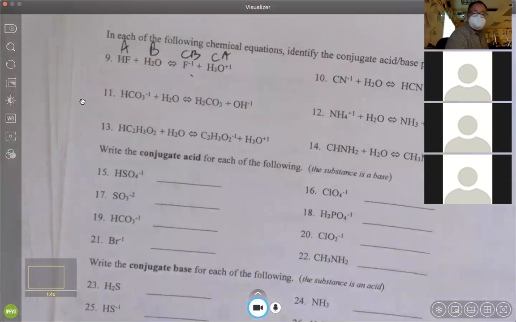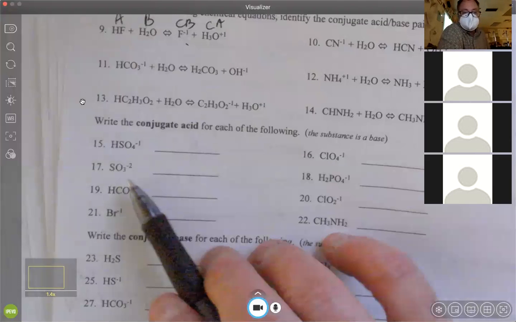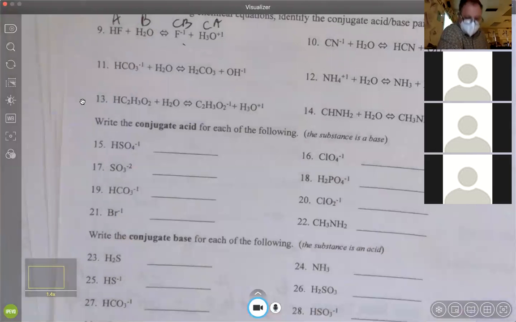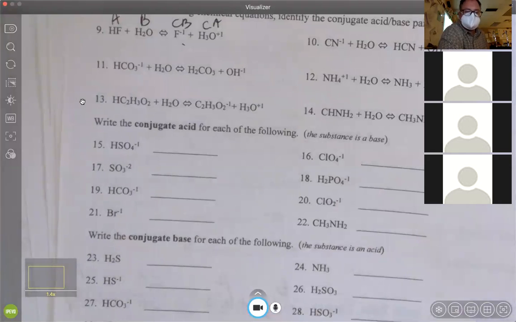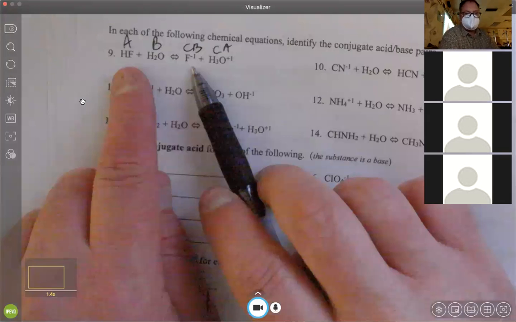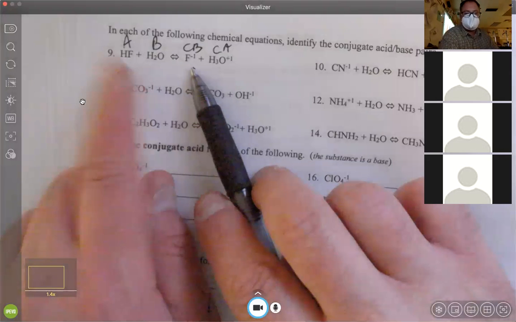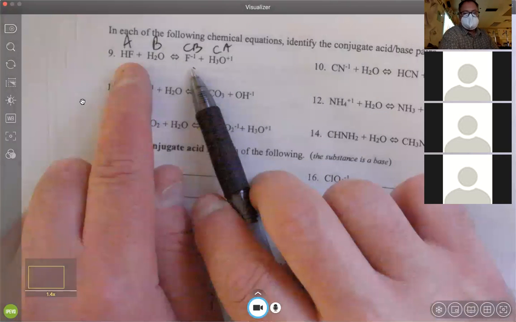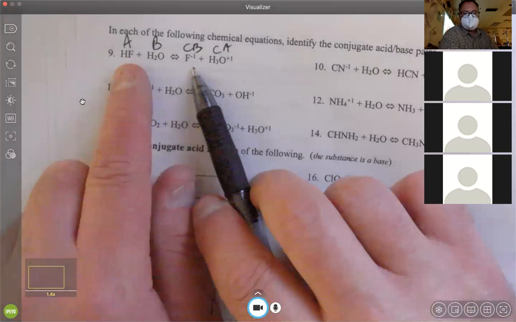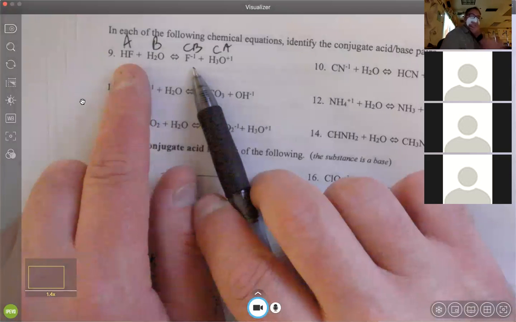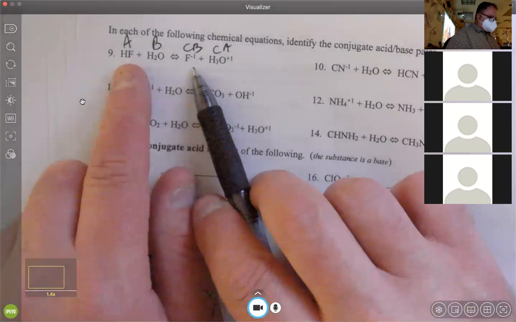Is it always the base and the conjugate acid that pair up, and then acid and conjugate base pair up? Yep. And those basically have the same anion, because the only thing we're switching around is what element? The hydrogen and one charge. Yes. Okay. Thank you.